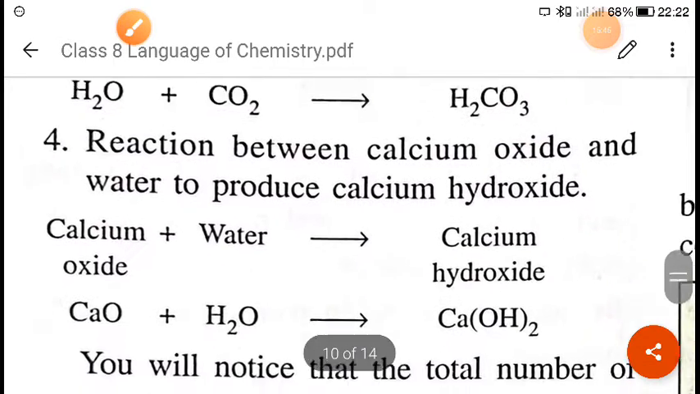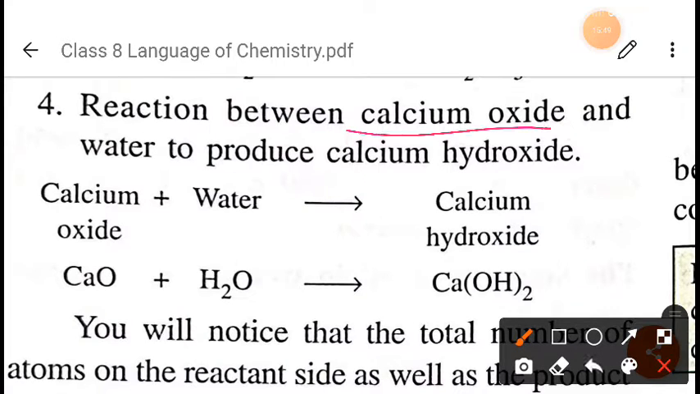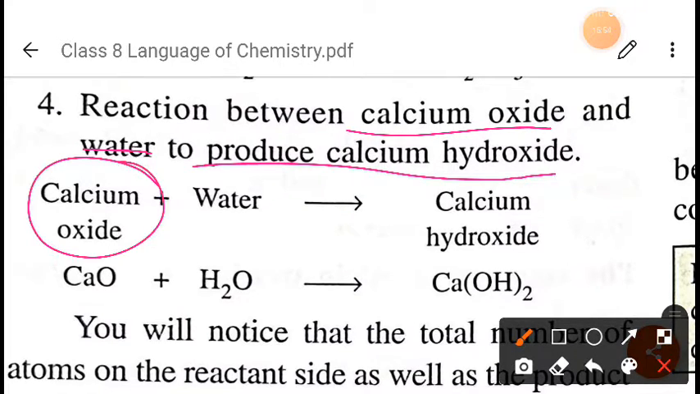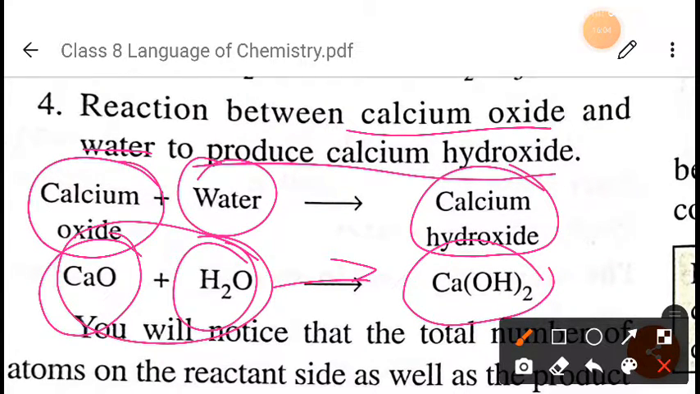Now next is the reaction between calcium oxide and water to produce calcium hydroxide. So calcium oxide plus water forms calcium hydroxide, right? Calcium oxide is CaO, water is H2O, and calcium hydroxide is Ca(OH)2. It is separated by this arrow. So this side is reactant, this side is product.